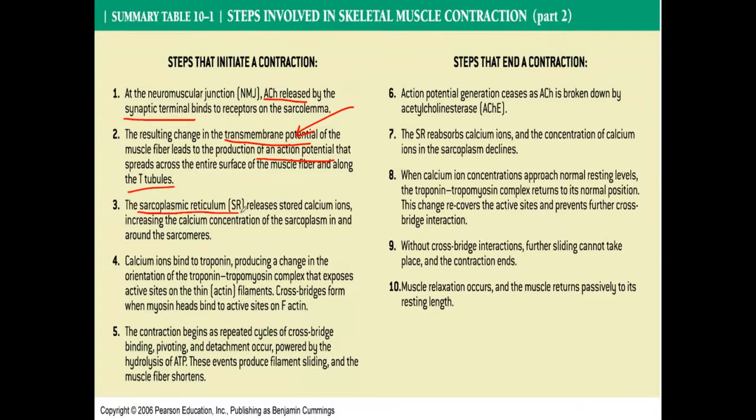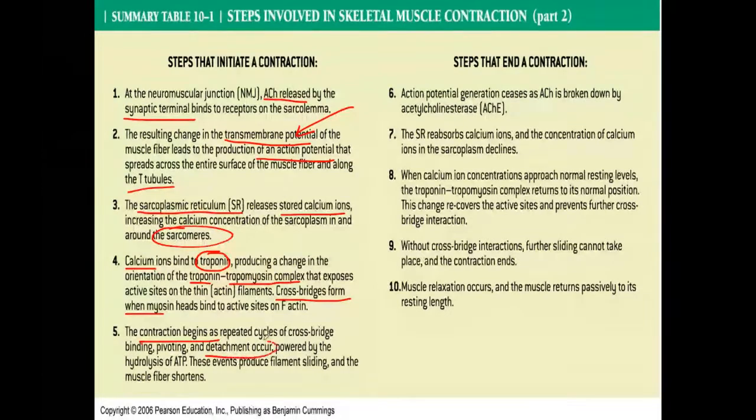The T-tubule connects to the sarcoplasmic reticulum. We know it stores the calcium, so it's going to release the calcium around the sarcomere. And then that calcium is going to bind to troponin, the staple. It's going to remove it, creating a change to the troponin tropomyosin complex. Now, if the troponin is removed, then tropomyosin, that string, shifts out of the way. Then the binding sites become exposed and you get a cross bridge that forms. And then the contraction begins, and these repeated cycles can take place.